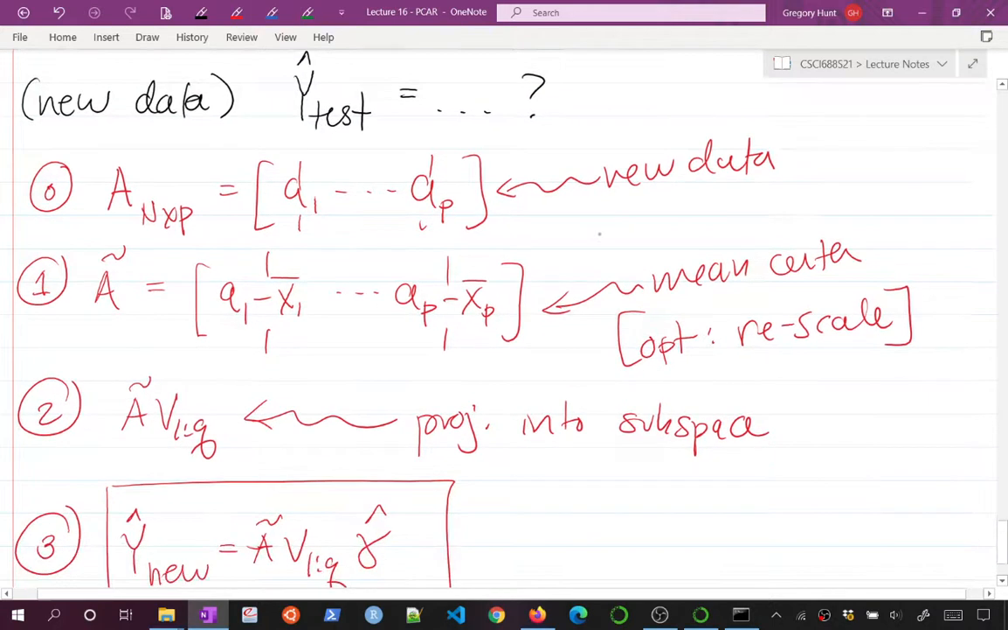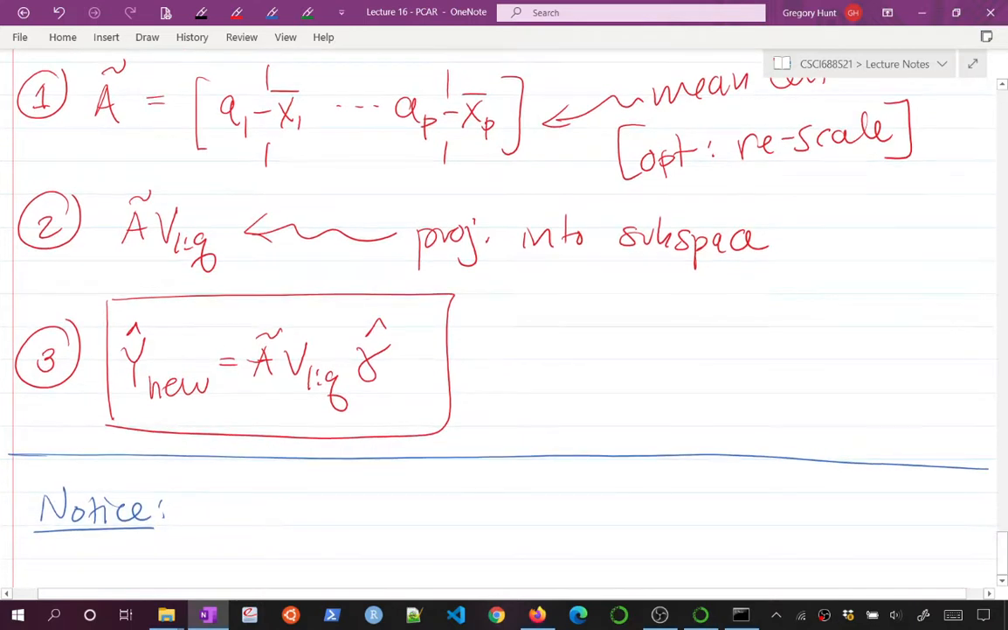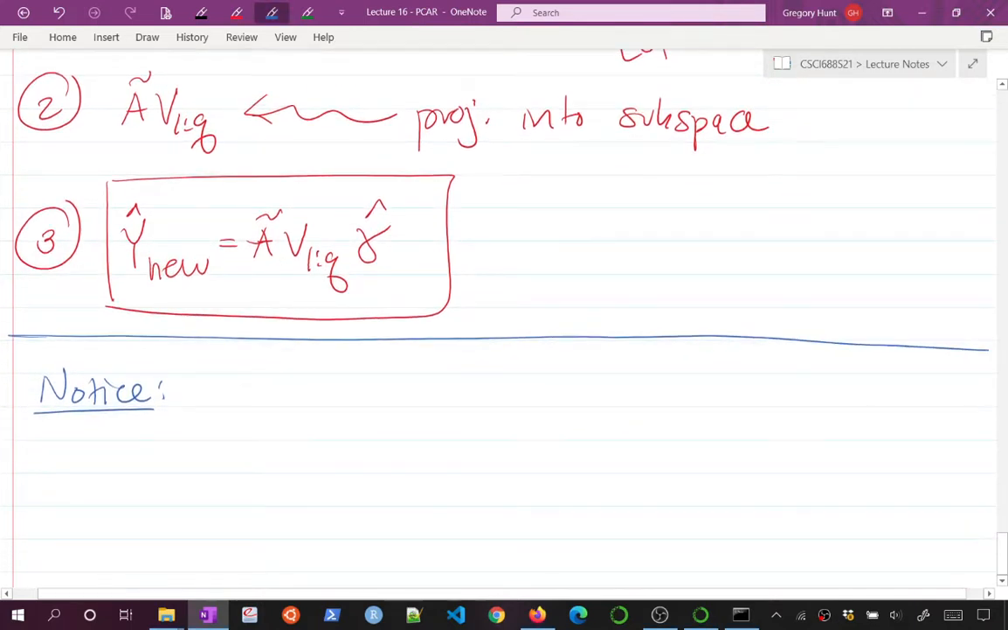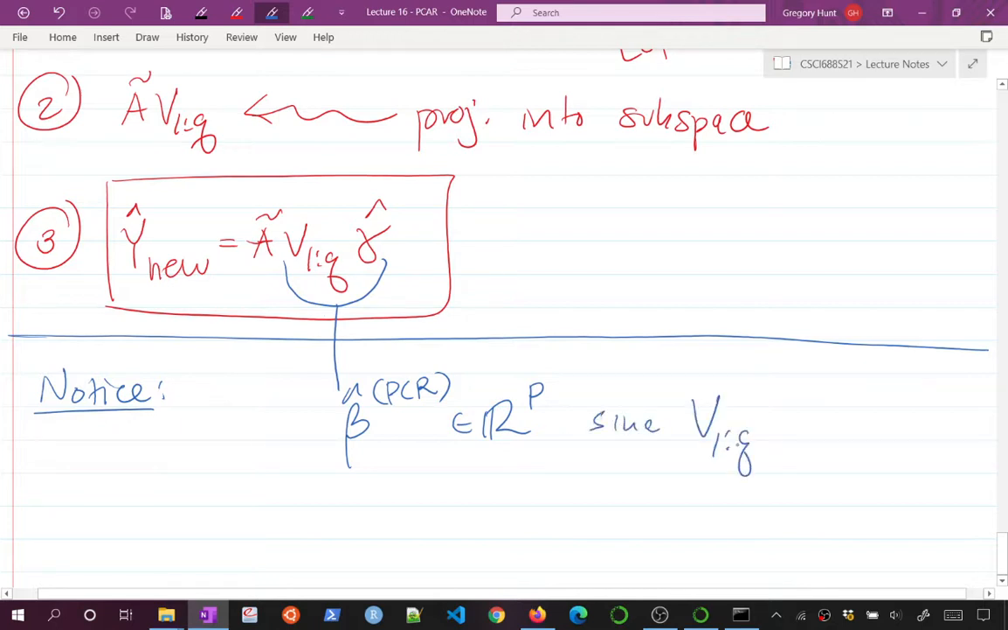So then when you do your prediction, you just basically redo all the steps that you did. Notice here, I could pull this off. I could call this beta hat PCR, and this thing would be in R^P, right? So this V, let's say V_1 to Q, what's the dimension of that? It is N by Q. Think about the SVD and why this says N rows. And gamma hat is in R^Q. That can give us the dimension we want.